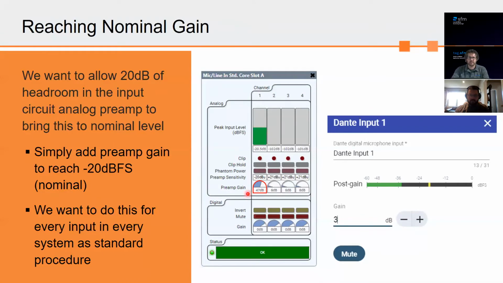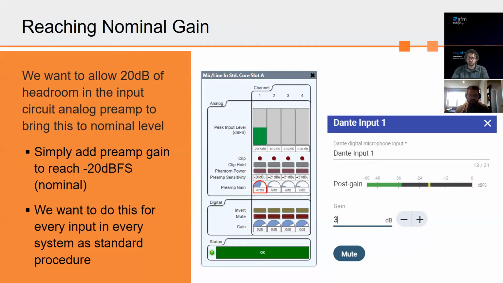Here's two different examples. You probably recognize exactly which brands these come from. I pulled them from the brands that SFM carries. Here on the right side is another example of an input, and you can see the gain, and I'm shooting for about -20 dBFS, and you can see it right over here on the right. It actually tells me it's reading in dBFS. So that's the scale I'm looking for whenever I set up an input.